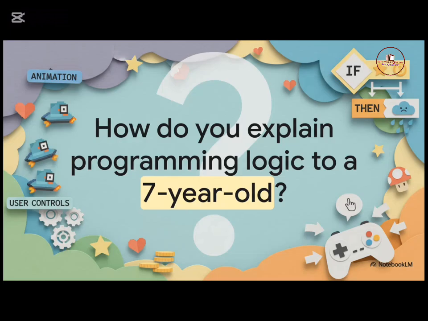So that's the big question for this explainer, right? How do you take these complex, heavy ideas and make them not just understandable, but actually fun and intuitive for a young mind? Seriously, where do you even start?